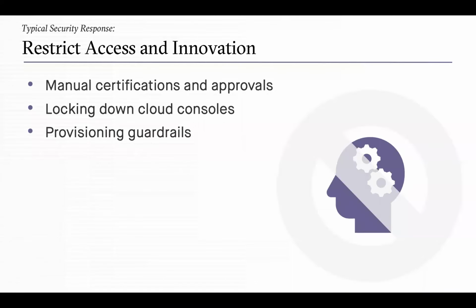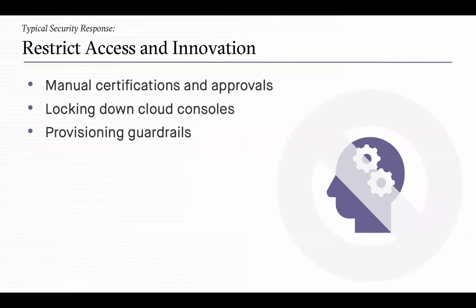Now, we see this all the time, that the reaction from security to the new world of cloud is to try to make it look like the data center, to restrict access and innovation, to clamp down on what DevOps is capable of in order to keep things safe. And the way they do this often is through manual certifications and approvals, approval steps along the way where humans review things and get in the way of deployment.